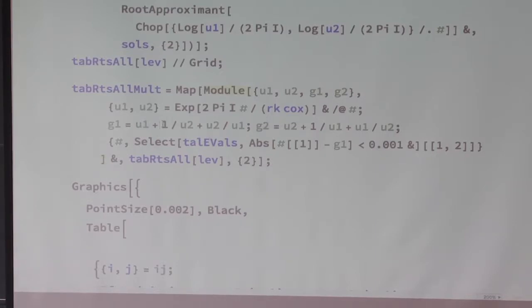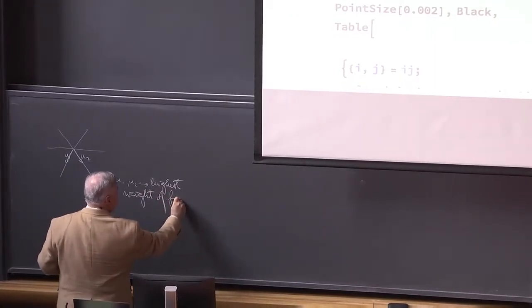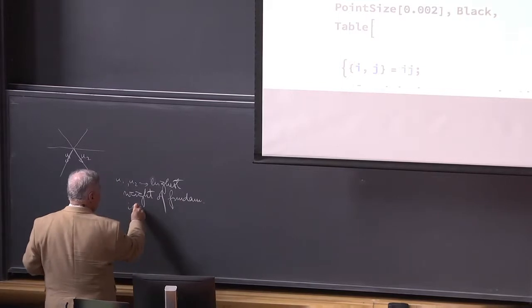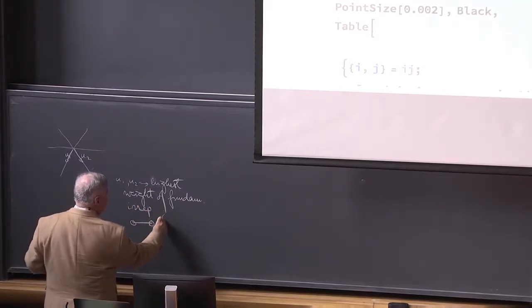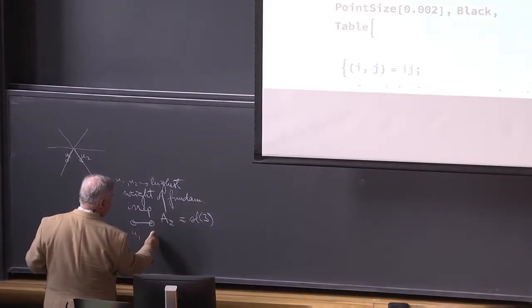This is a 3D representation of SL3. So these are the three vectors. One is the highest weight U1. So this is U1, this is U2. These U1, U2 correspond to the highest weights of the fundamental irreducible representations. The graph here is A2, which is SL3, and U1 corresponds to this, U2 corresponds to this.